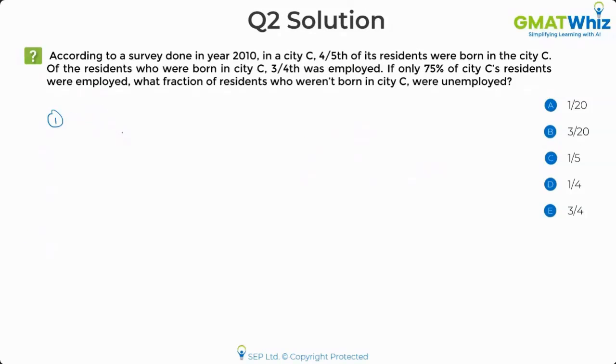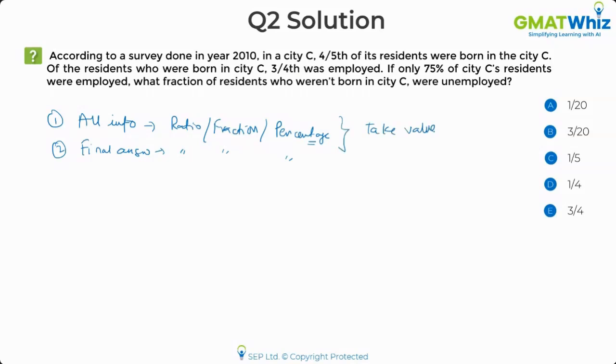So the first and the most obvious cue, or the hint that you can take from the question, is if all the information that is given in the question is in the form of a ratio, or a fraction, or percentage. Obviously, if that is the case, then the final answer being asked will also be in a ratio, fraction, or percentage. So then you can definitely take a number to solve the question. Okay, take a convenient value, and solve the question.